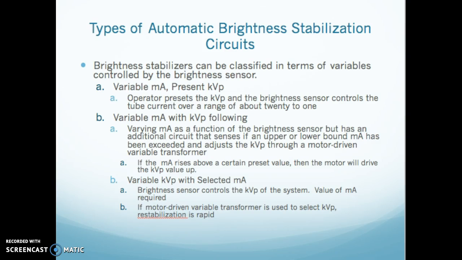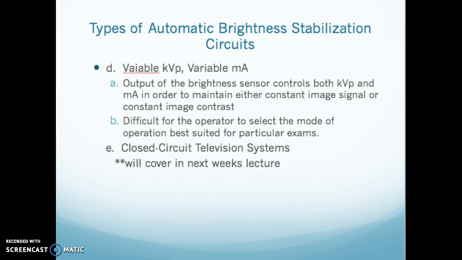So then there's variable kVp with selected mA. So the brightness sensor controls the kVp of the system. Value of mA is required. So you have to know what mA you're going to be using. And if a motor-driven variable transformer is used to select kVp, restabilization is rapid, which is good. You want it to be fast.